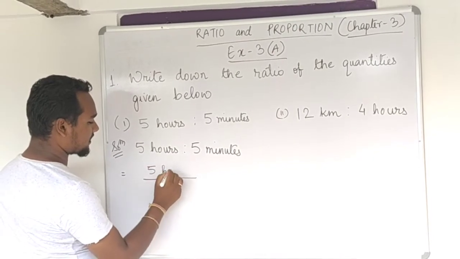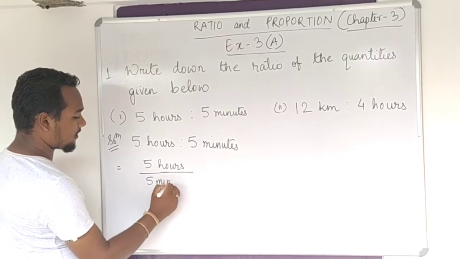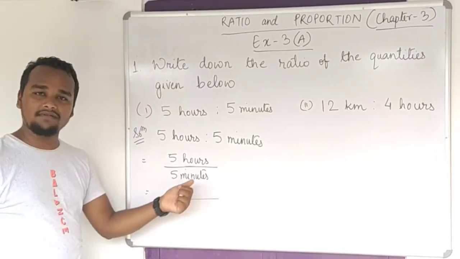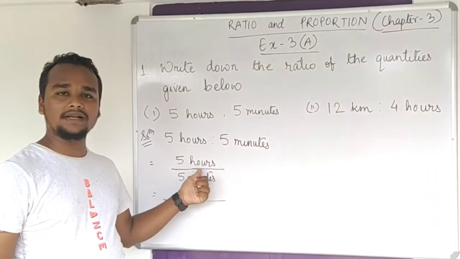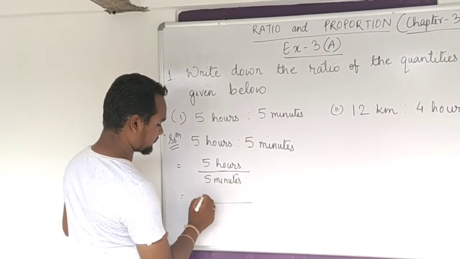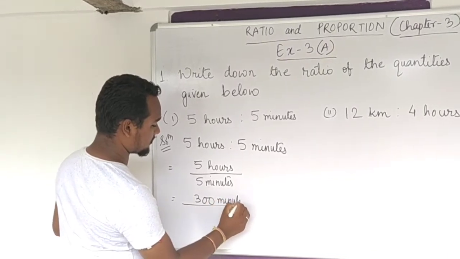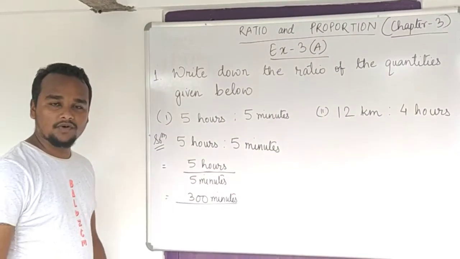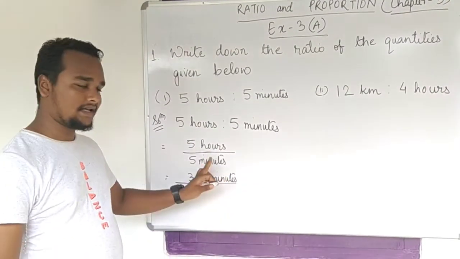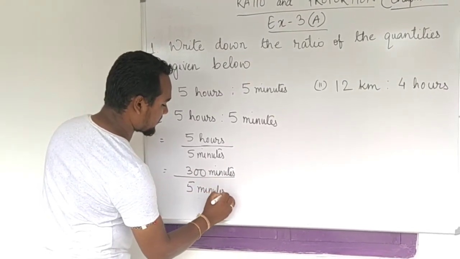We can write the ratio in this manner also: 5 hours by 5 minutes. So what is 5 hours equal to? 1 hour is equal to 60 minutes. So 5 hours will be equal to 300 minutes, because 5 into 60 is 300. So I have converted this hour to minutes, and this is already in minutes.